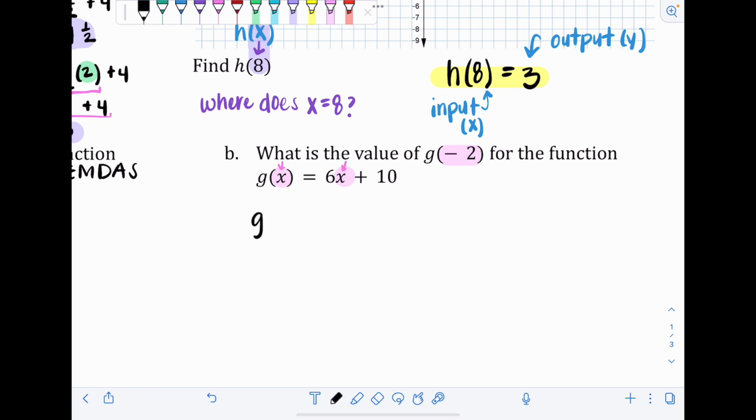So it'd be g of negative 2 equals 6 times negative 2, and then plus 10, and that plus 10 doesn't change at all because it doesn't have an x attached to it. So similar to before, the parts of the function that don't have an x are like a template, and the only thing that changes is the x gets switched out for whatever x we're given in the problem, which in this case is negative 2.